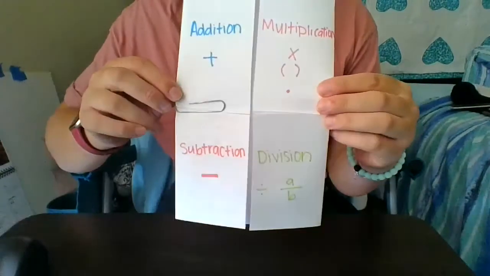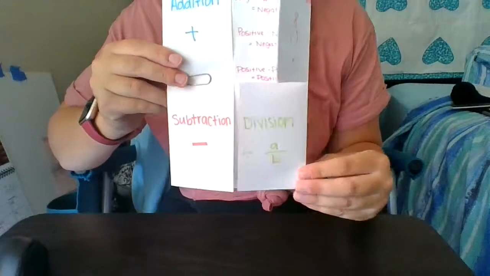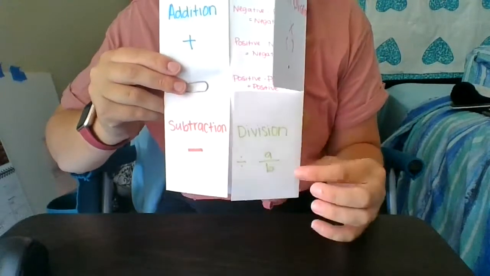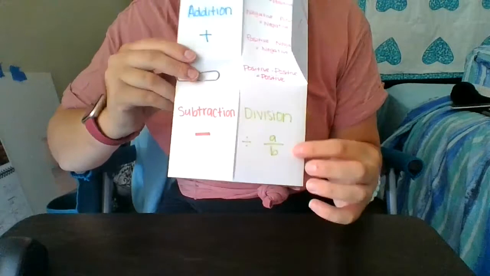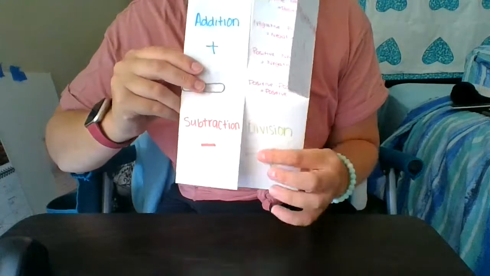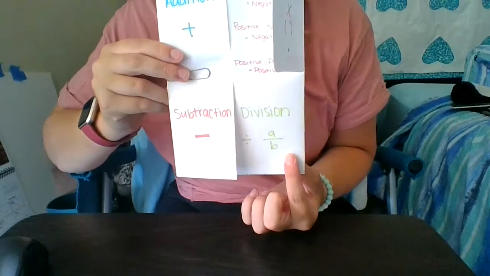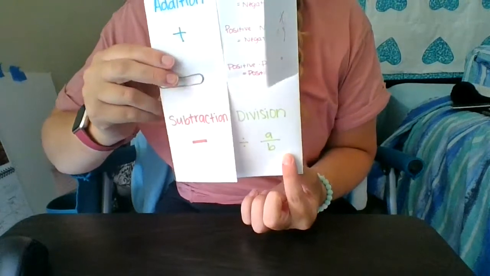Finally, we're going to do our division flap. That's going to be the last one that we haven't written on. I have division, and then I have the two different ways we might see division. You can see the division sign, but you also might see division as a fraction. Fractions sometimes can show division as well.